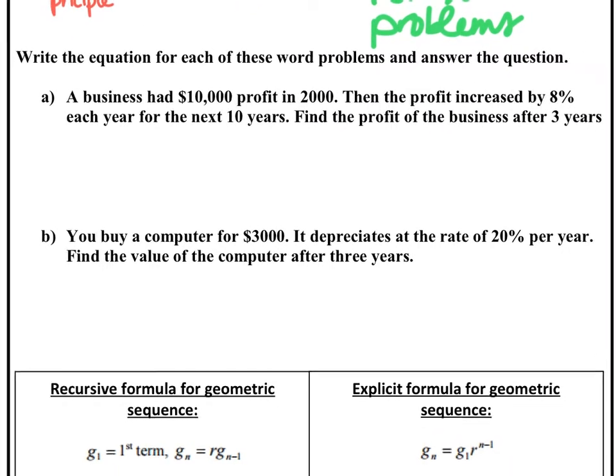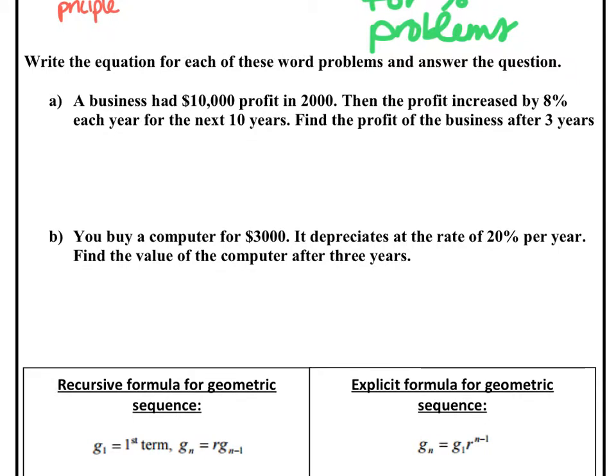Write the equation for each of these word problems and answer the question. Okay, a business had a $10,000 profit in 2000. Then the profit increased by 8% each year for the next 10 years. Let's start by changing our percent to a decimal. 8% as a decimal is 0.08. My starting amount is 10,000.